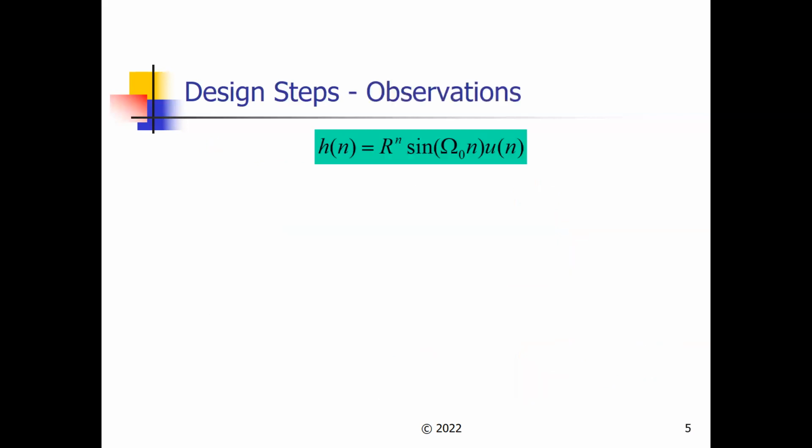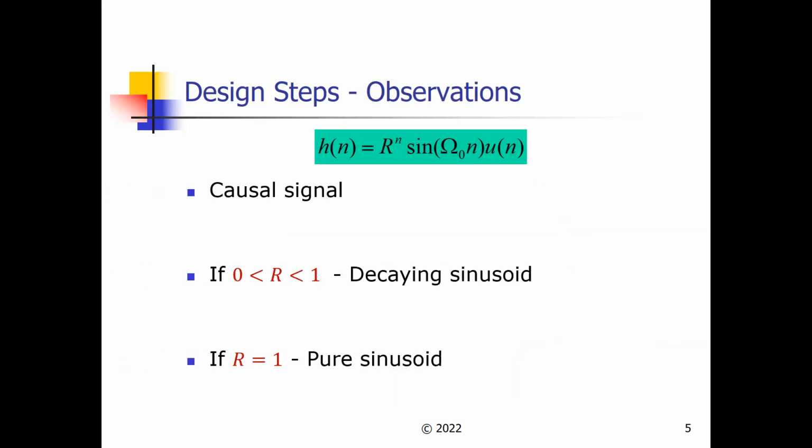If the coefficient r is less than 1, what I get is a decaying sinusoid. And if r is equal to 1, this is 1 to the power n, so I basically have sine omega 0 n. All right? While you would want a decaying sinusoid, let me go to the next slide here.